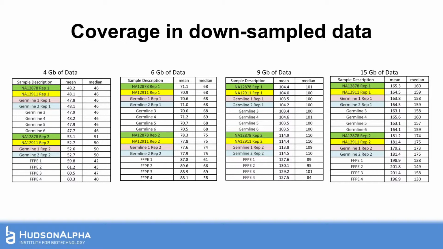And again, as Ramsey mentioned, the reasonable correlation or fairly tight metrics between mean and median again speaks to the uniformity of the capture. So we're quite pleased to see that. What it means is 9 gig of data is really what would be for about a 100x exome. 4 gig of data gives you around 50x or so, and then 6 gig, of course, 68x. And the FFPE samples fell well in line with the germline controls.